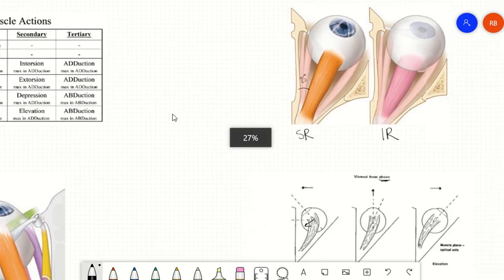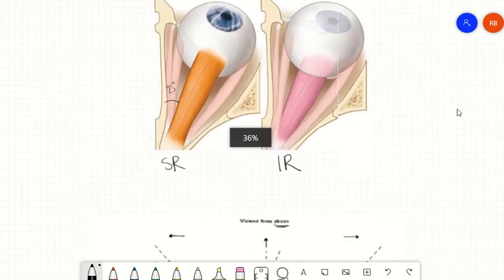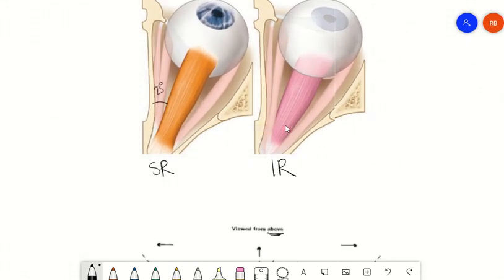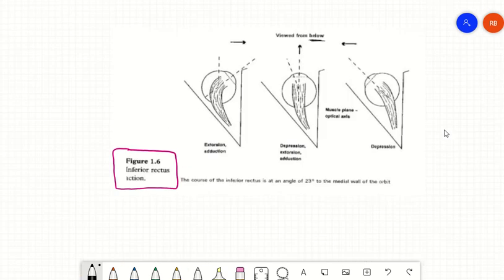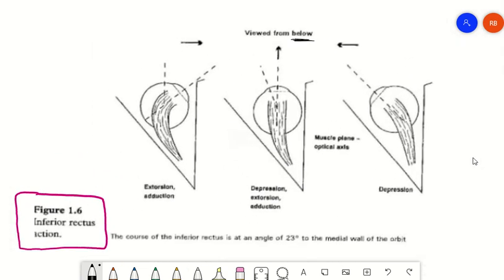Let's look at the inferior rectus now. The inferior rectus is here. It has a very similar insertion pattern to the superior rectus. So the inferior rectus is here. Now this time we're looking from below. The last time we were looking from above.